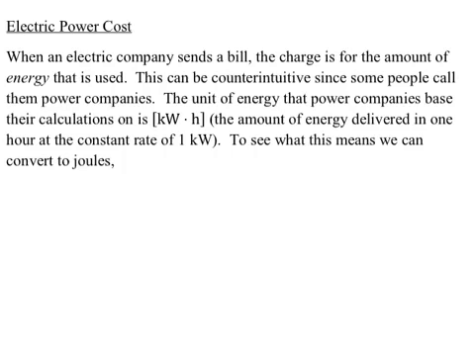Now, the unit of energy that power companies base their calculations on is called a kilowatt hour. A kilowatt hour is the amount of energy delivered in 1 hour at the constant rate of 1 kilowatt. So if they're providing you 1 kilowatt of power for an hour, a kilowatt hour is the amount of energy you're getting. We know energy in joules, but they don't measure it in joules. So we're going to use a conversion to joules to see what's happening here. Stay with me here for a sec.